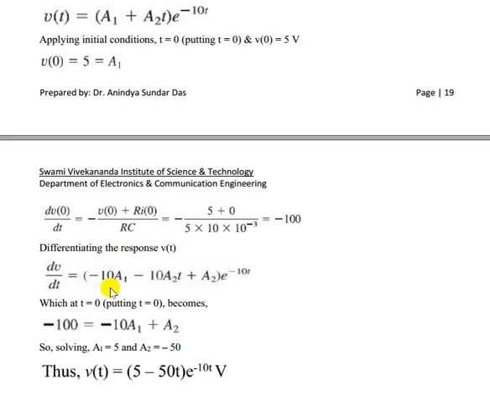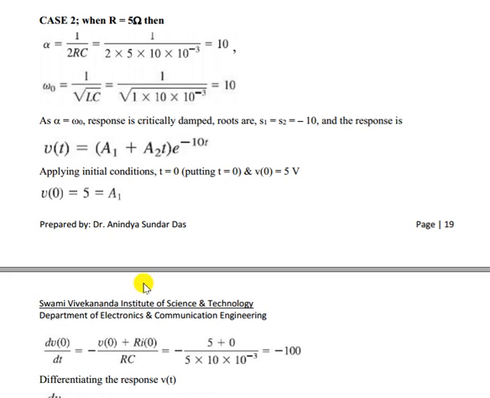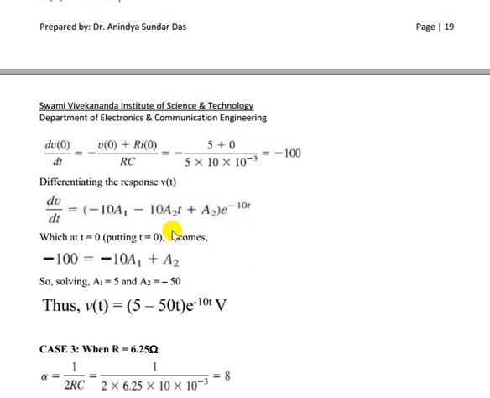Here you have to put t equal to 0. So dV0/dt you already got, that you put here, and minus 10a1, and t equal to 0 means this term becomes 0 and the e to the power term becomes 1, so that is a2 here. Then you put the a1 value and you get the a2 value. After getting the a1 and a2 values, we can put them in this particular expression. We will get the final expression of the critically damped response.